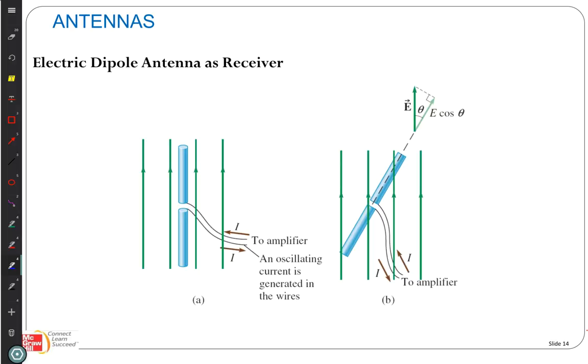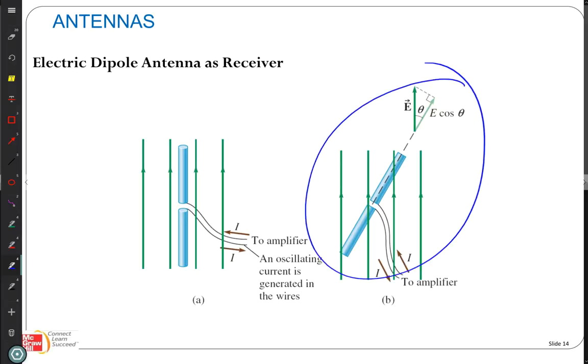Now notice what's going to happen if you're not aligned. Will it still pick up the radio station? Yes, but not as efficiently. Because the force is going to be like that. That's the direction of the force on the electrons, and that's not parallel to the rod. It still has a component that's parallel to the antenna, so it's still going to cause a current, but it's not going to be as big. And so if you have your antenna oriented the right way, you'll get the strongest signal.